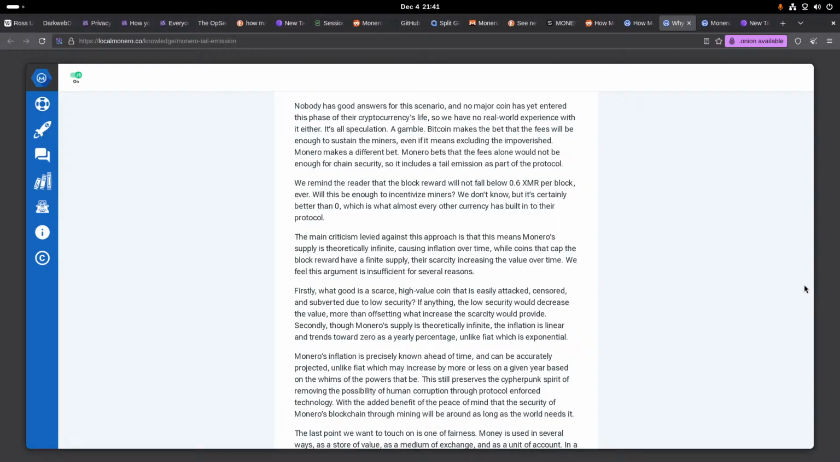The main criticism levied against this approach is that this means Monero's supply is theoretically infinite, causing inflation over time, while coins that cap the block reward have a finite supply, and their scarcity increases the value over time. We feel this argument is insufficient for several reasons.